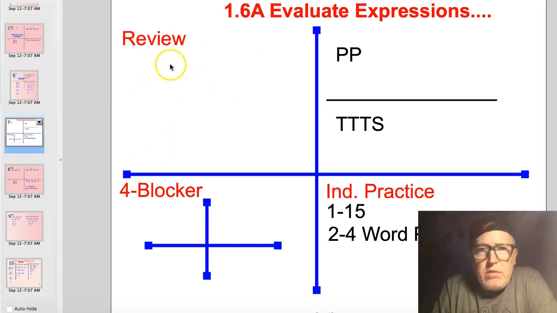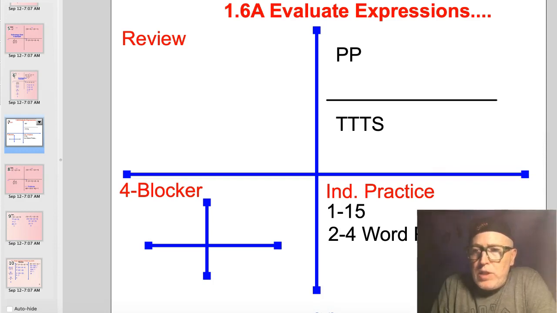Today's standard lesson, we'll do your review, pause problems, ticket to the show for the video work. We're going to have a 4 blocker, and then you're going to have 1 through 15. You're going to have some independent practice, and then also 3 word problems. Actually, it's 4. I'll do the first one. I'll have you guys do word problems 2 through 4 to get you ready for the quiz.